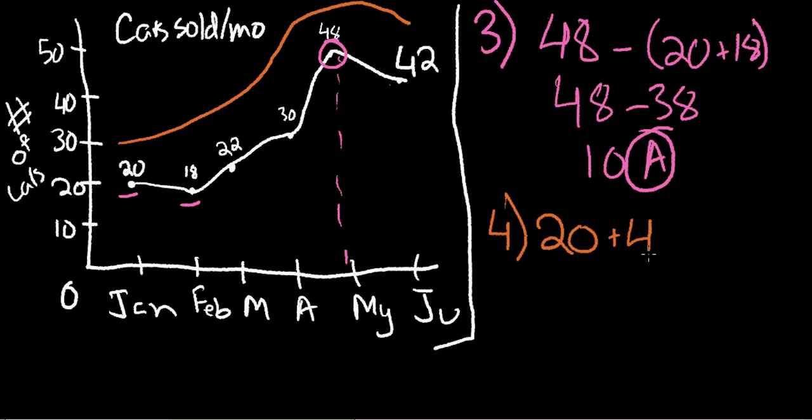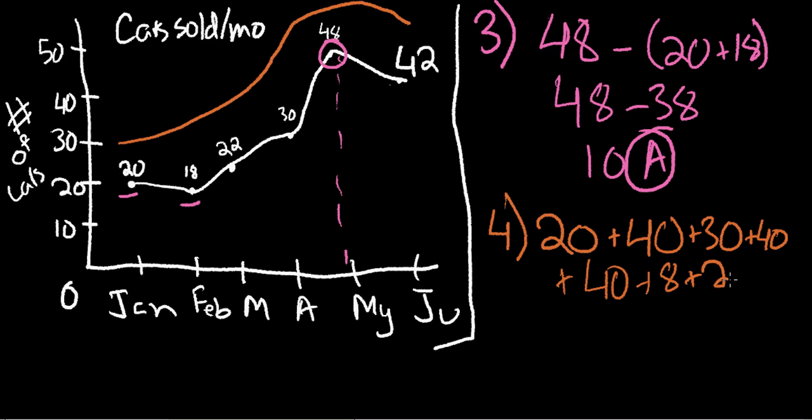So 40 plus 30 plus 40 plus 40 plus 8 plus 2. Okay, so let's add this up. 40, 80, 120, 150, 170, plus 10, so 180. So the entire thing is 180.